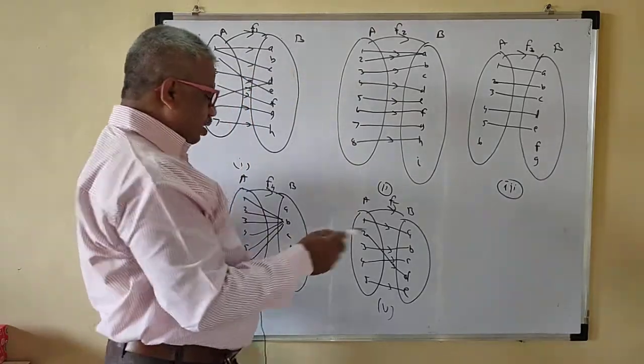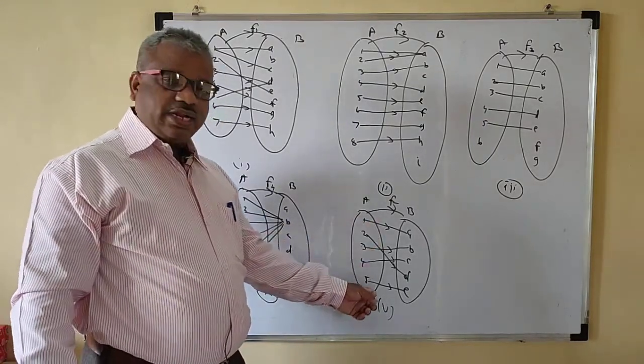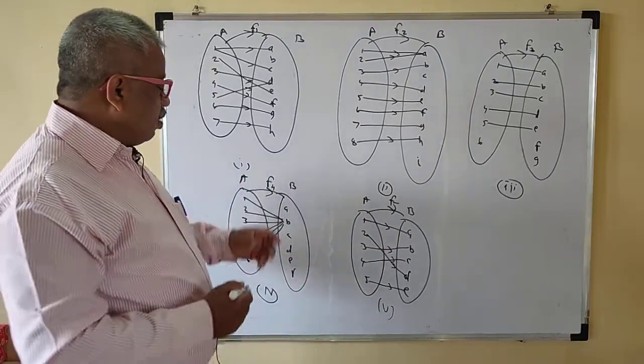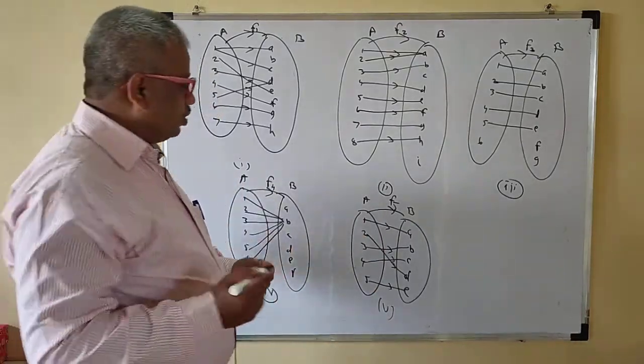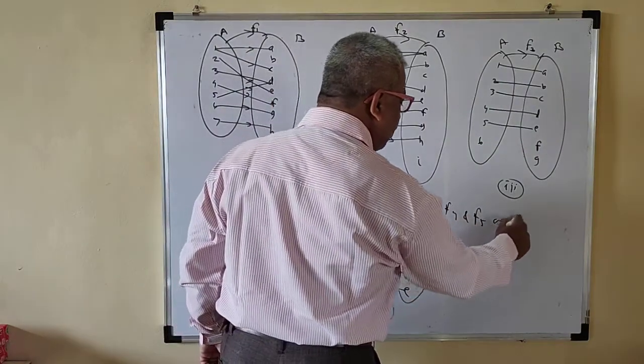Okay, so same thing here for the other one, right? So that means what here? Every element is related to one and only one element of B. So again, F4 and F5 both are functions.